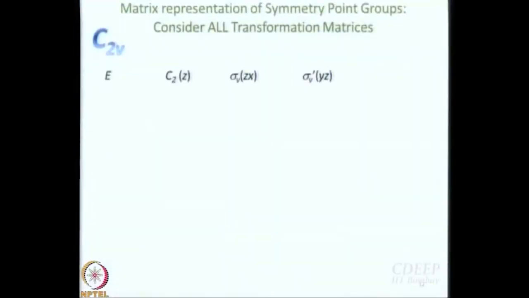So, many others. Let us talk about C2v, and these are the symmetry operations of C2v. By now we know this: E, C2, and we consider the z axis to be the C2 axis as usual. Z axis is most of the time designated as the principal axis of symmetry. Sigma v will be then zx and yz. The sigma v's have to contain the principal axis. The sigma v is denoted as zx, sigma v dashed is denoted as yz.